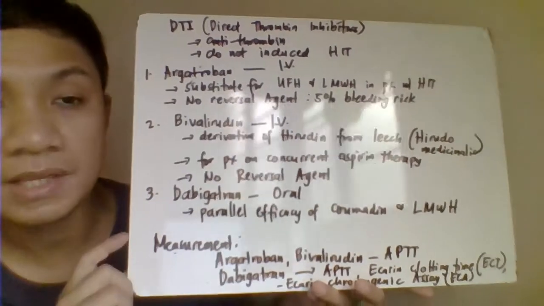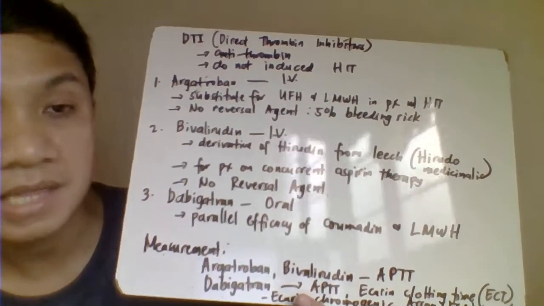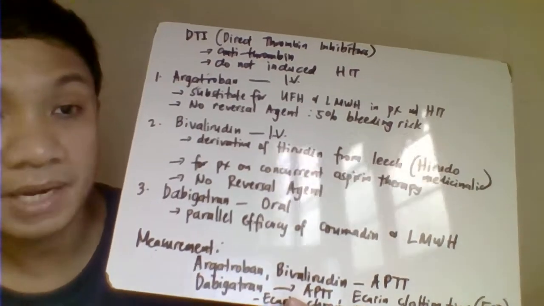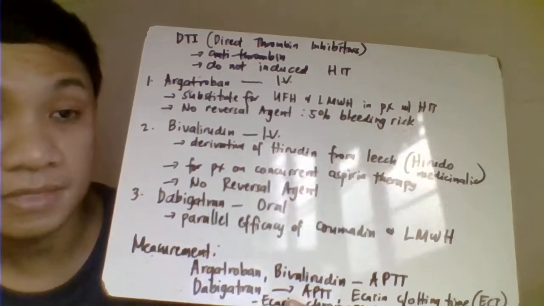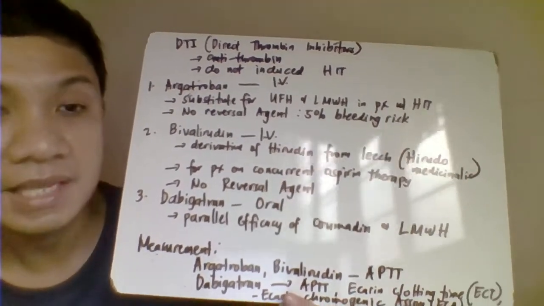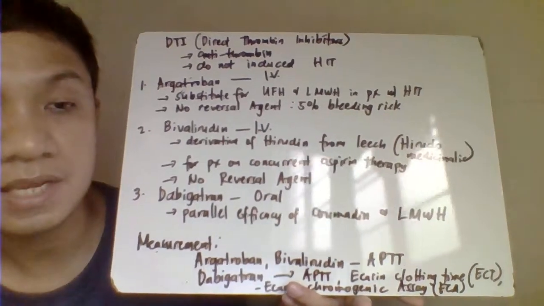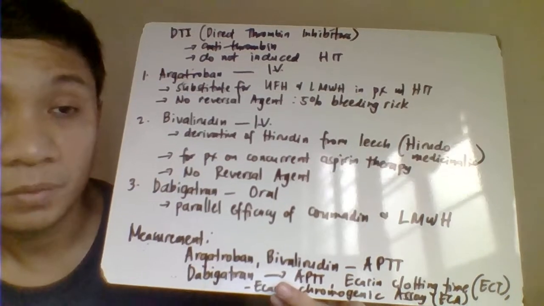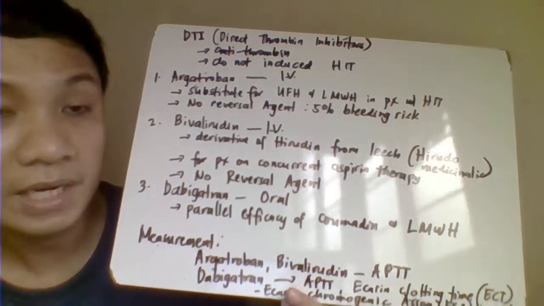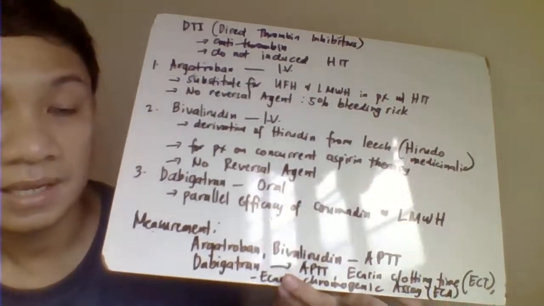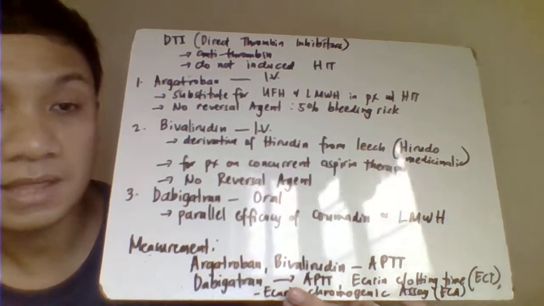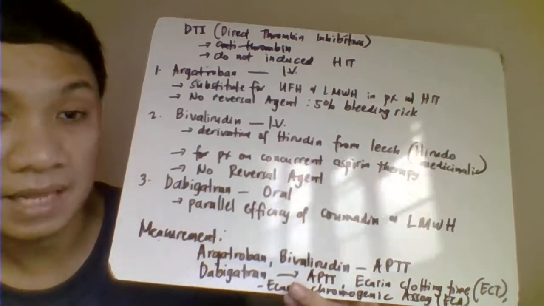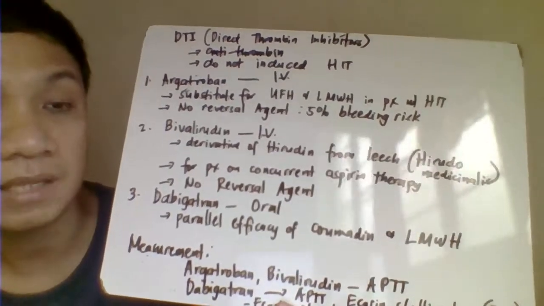Okay, the next one, we have the DTI, direct thrombin inhibitors. So, they act like our heparin. They also act as antithrombin. Your DTI group of drugs, again, could have the same activity as your heparin, where it acts as antithrombin. Only that, the good thing about it is that it does not induce HIT or cause destruction of our platelets. Our platelets do not go low with that.